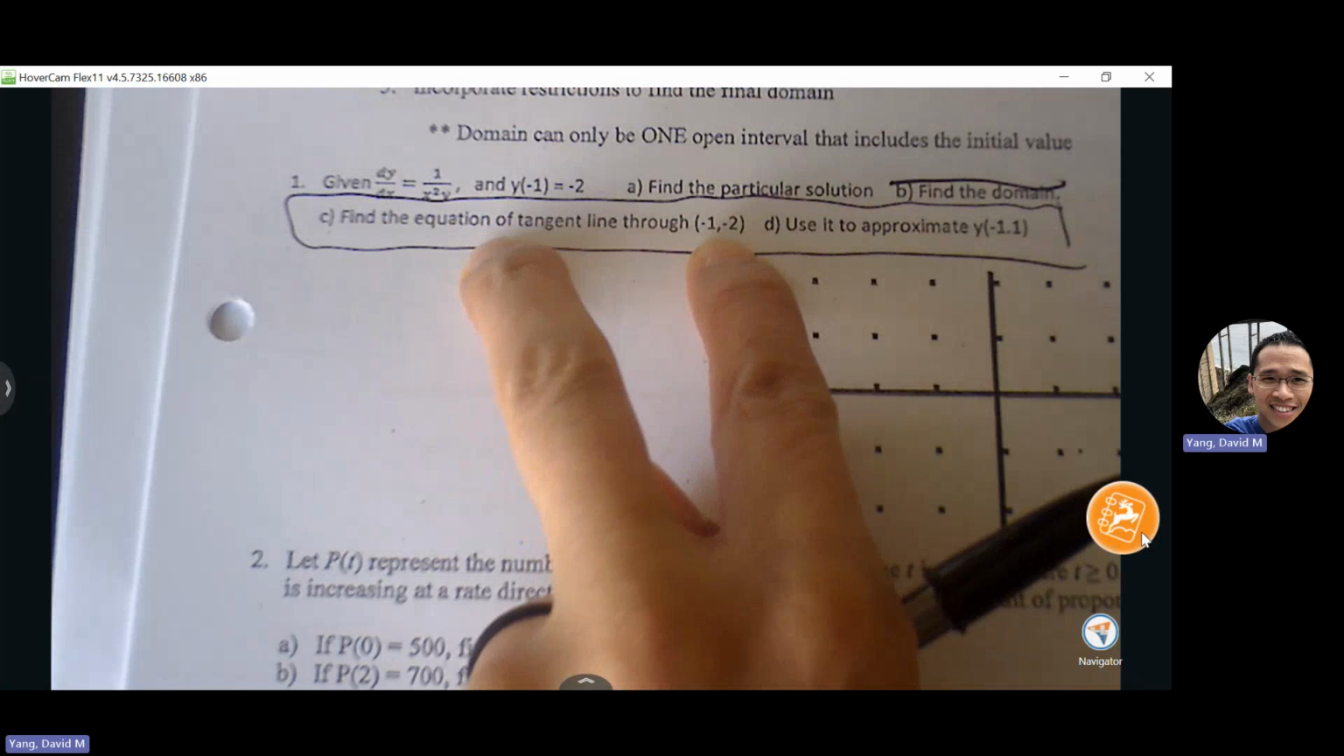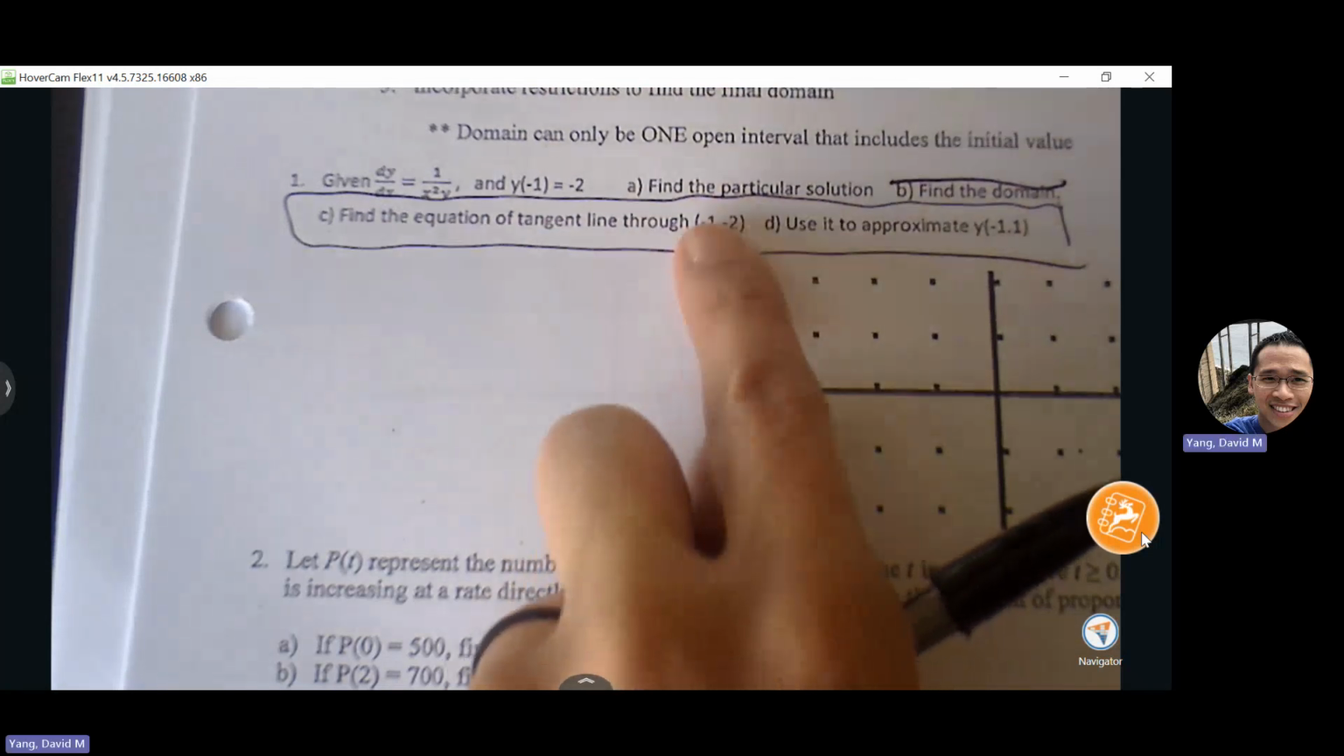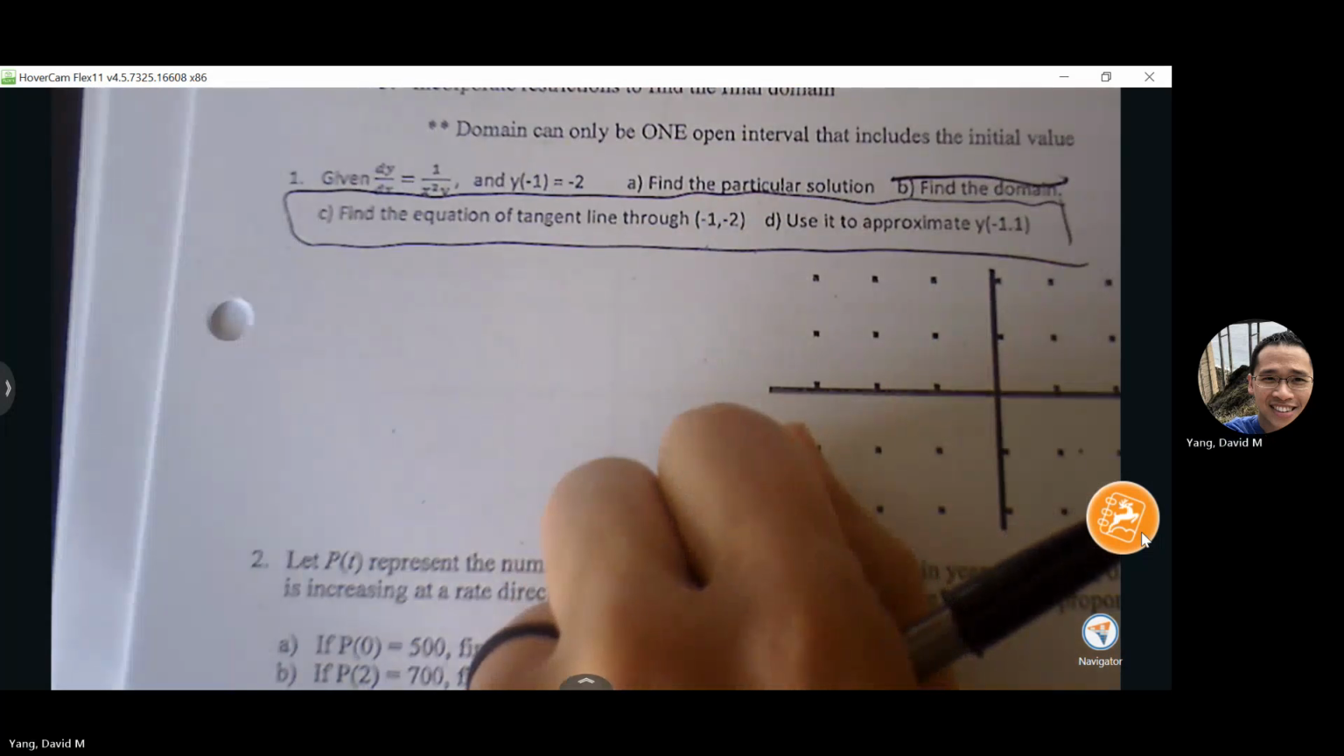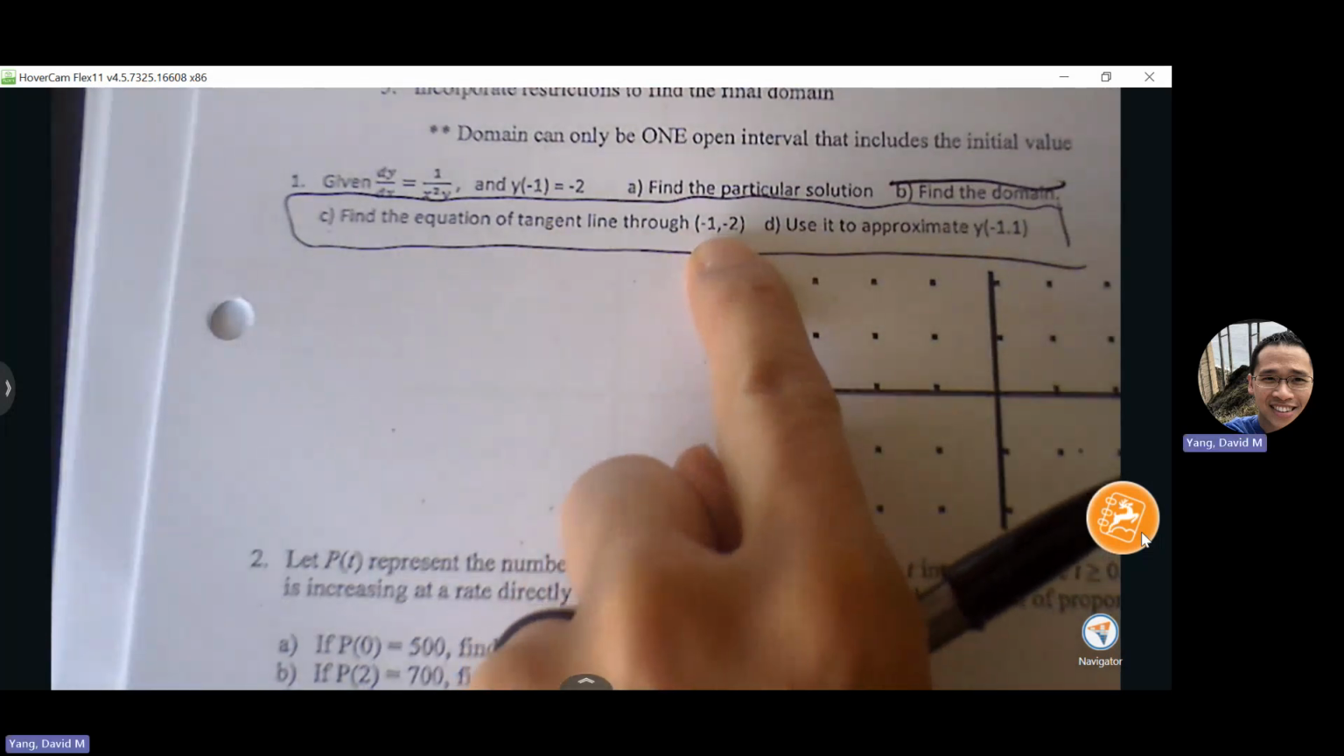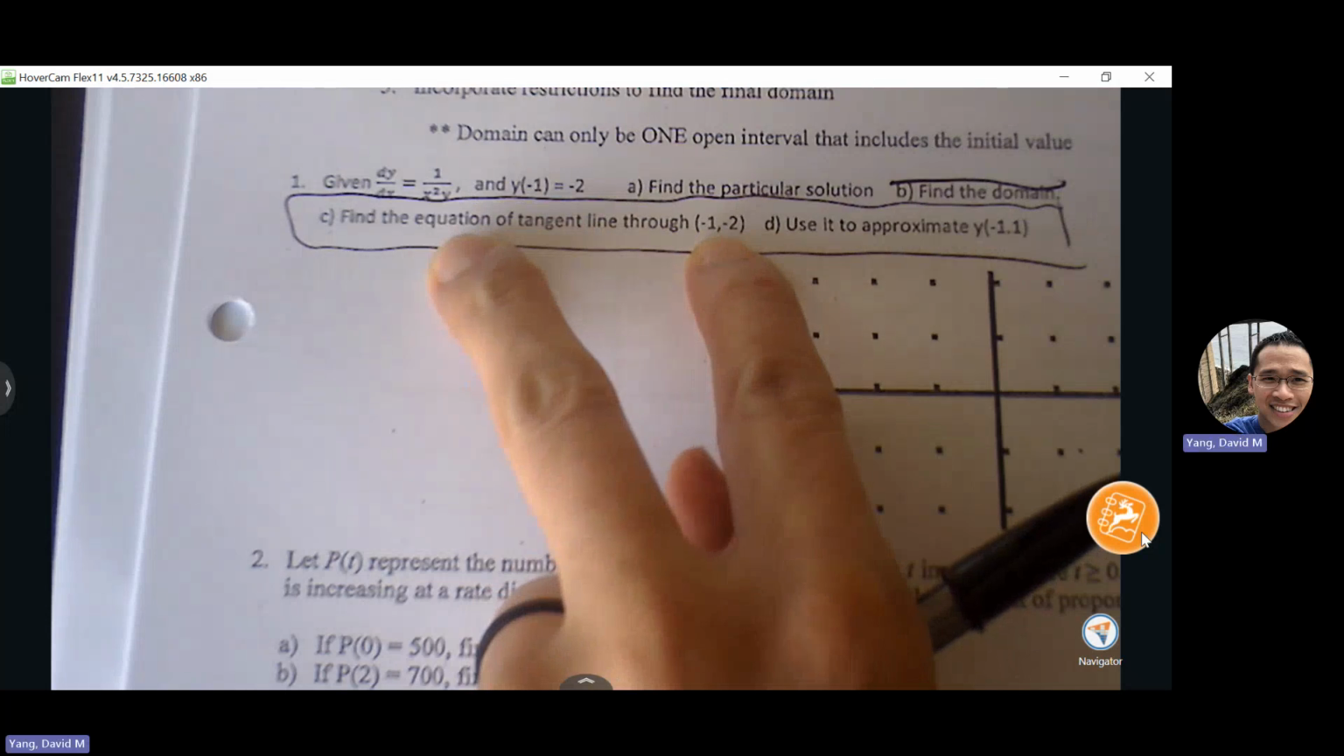If I want to find the equation of a tangent line, what information do I need to build that tangent line? Slope and points, right? And I have my points here. So how do I find my derivative?